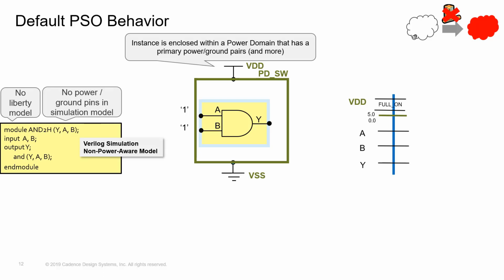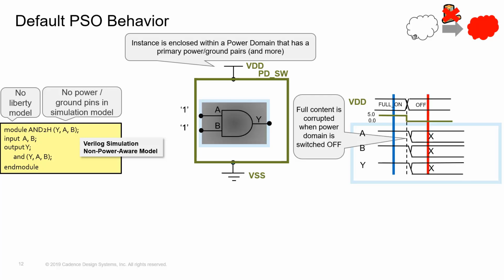It's just an AND gate, but you can think about anything. There is no Liberty model. It's just standard behavioral code, maybe. There are no power and ground pins, as you can see, only the inputs and outputs, and maybe a lot of things. And the big question will be, as soon as you shut off the domain, what is supposed to happen? Basically, all the content of the model will be corrupted. Not only the ports, but everything inside.